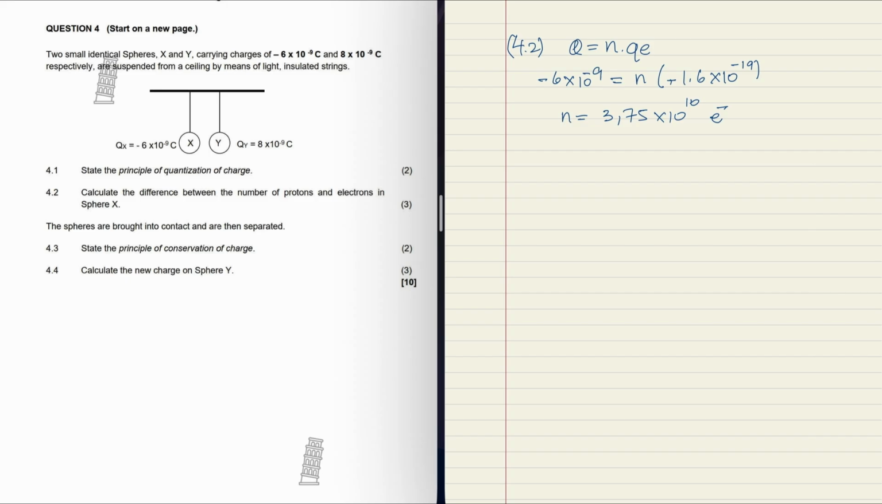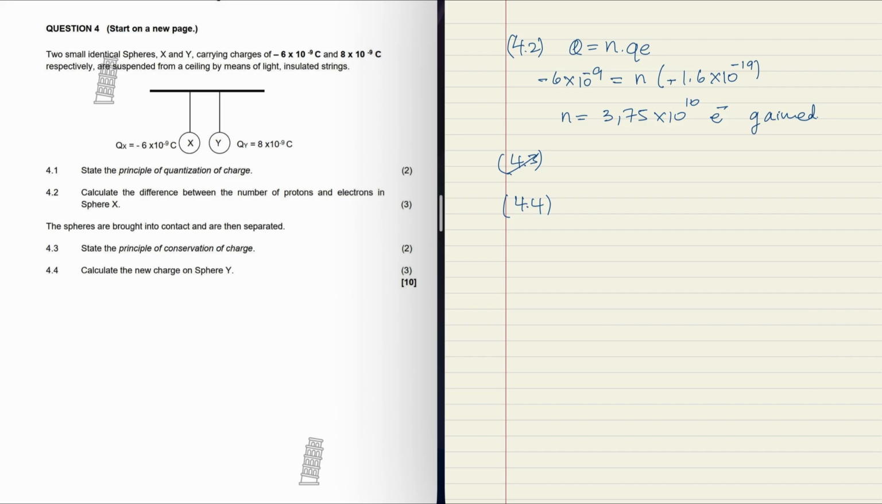Now, it is important to then state whether these were electrons that were gained or lost. Because X has a negative charge, it's going to have gained these electrons. So N is 3.75 times 10 to the 10 electrons gained. Question 4.3. The spheres are brought into contact and are then separated. Question 4.4, we leave out 4.3. 4.4 says calculate the new charge on sphere Y.